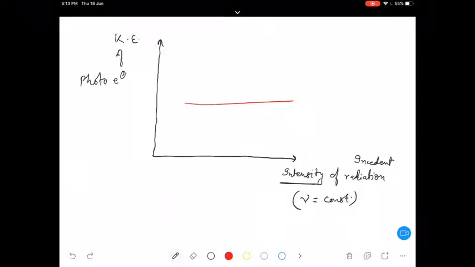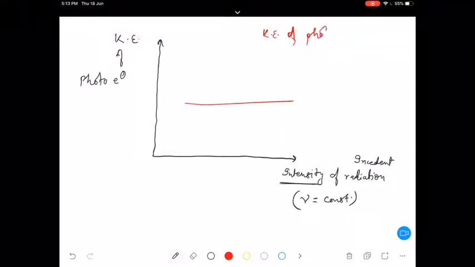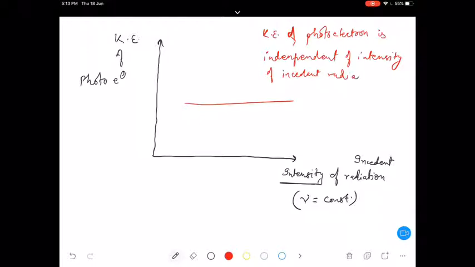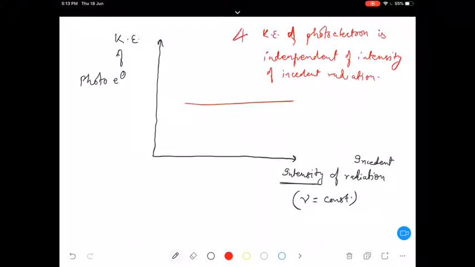So what we can write: kinetic energy of the ejected photoelectron is independent of intensity of incident radiation. That's what we can say. Any confusion, any doubt?